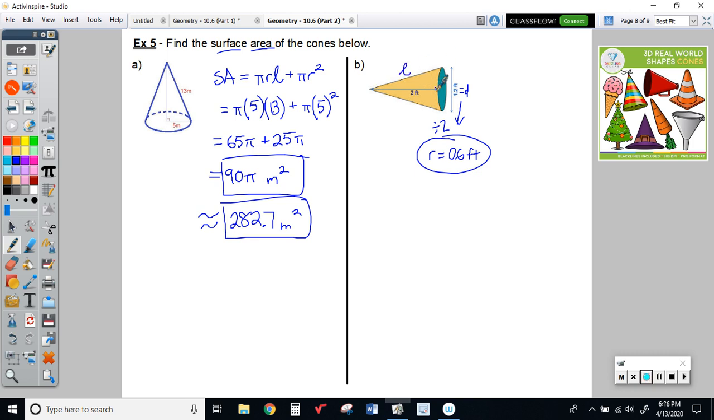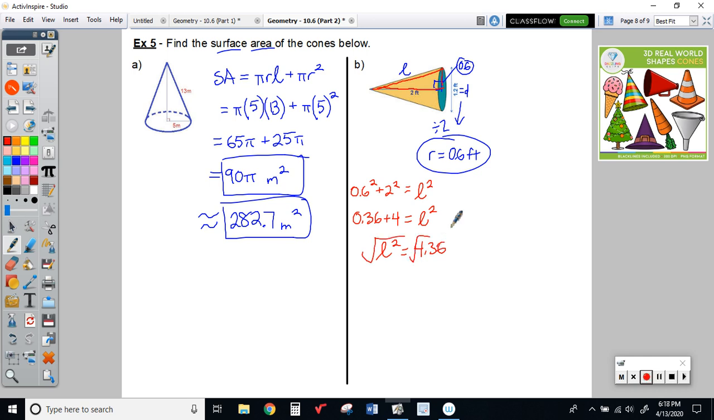would be this part. You don't know that yet, but you have this part is 0.6, 0.6 right there. This part is 2. You could figure out L from there. So if I look at this red triangle right here, I would be saying 0.6 squared plus 2 squared equals L squared. This would be 0.36 plus 4 is L squared. That means L squared would equal 4.36.